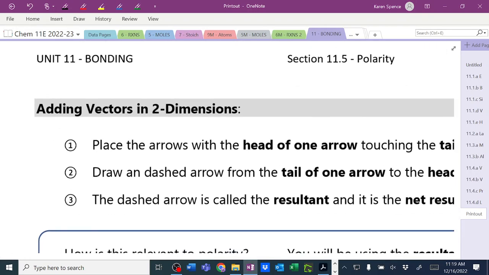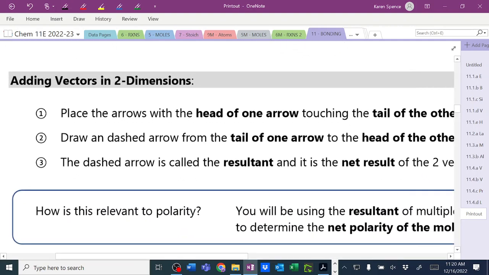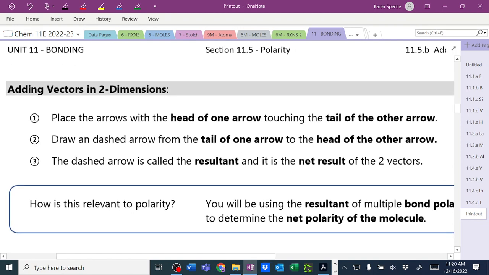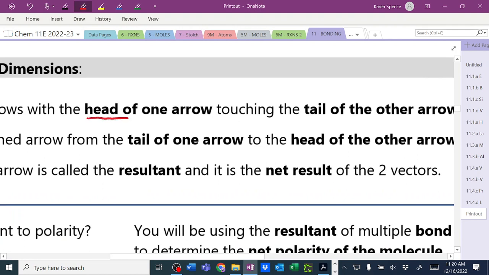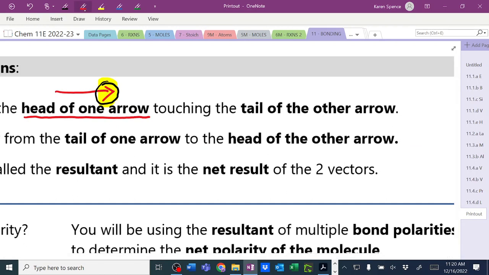Here now we have adding vectors in 2 dimensions. So that was in 1 dimension, just 1 line. What we're going to do is place the head of the arrow, of 1 arrow. So which end of the arrow is that? The head? It's this part, right? With the arrowhead. I know this sounds stupid, but I've had people ask me what the head of the arrow is. So where's the tail of an arrow? Yeah, the tail of the arrow is over here, okay? So that would be the tail of the arrow.